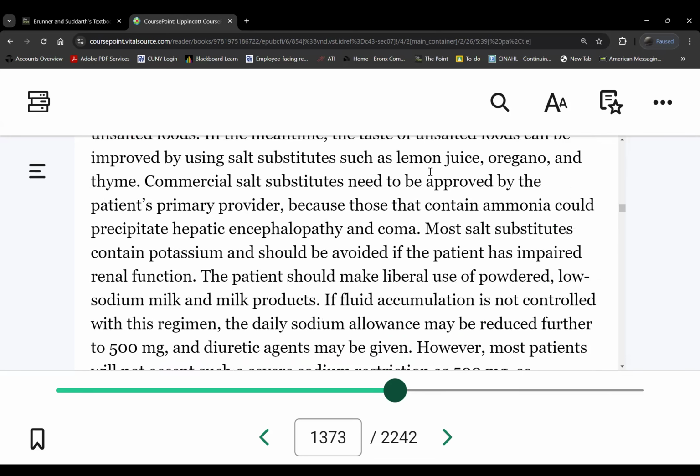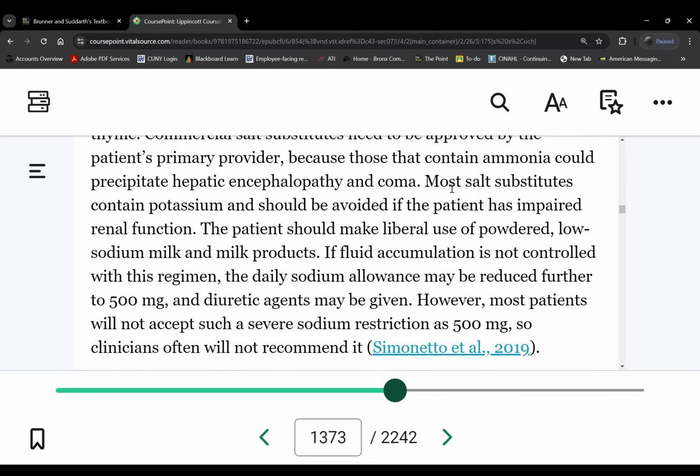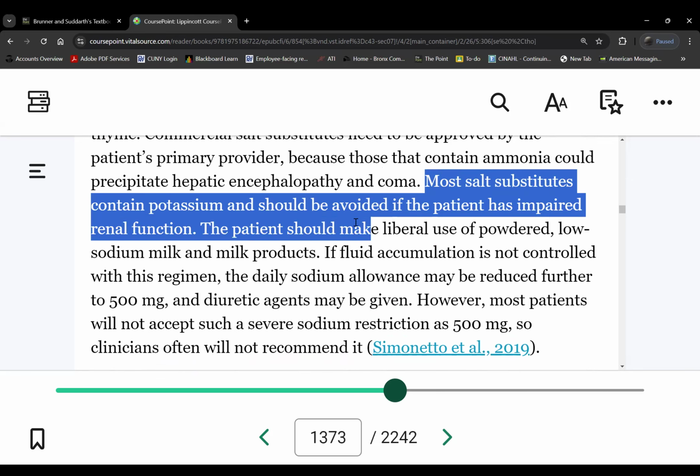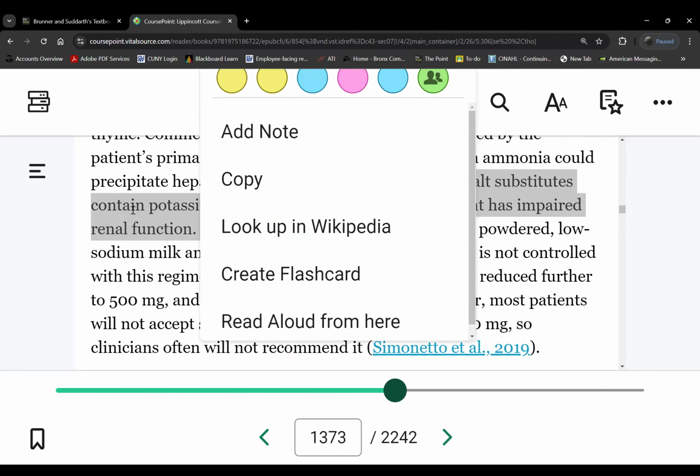So same warnings as in heart failure. Here, most salt substitutes contain potassium. And again, who are these patients who get liver cirrhosis? Alcoholics. So is cirrhosis their only problem? Will they have heart disease as well? Most likely they have heart conditions for which they're also taking medications, right? Okay.